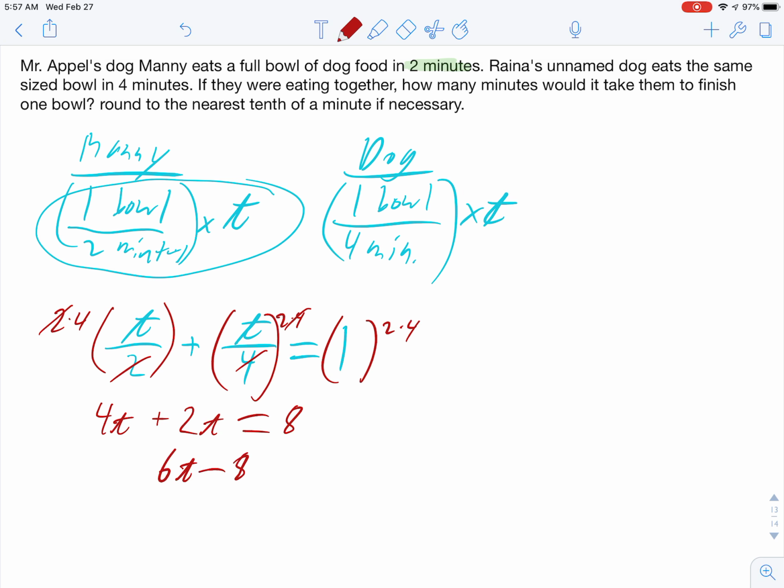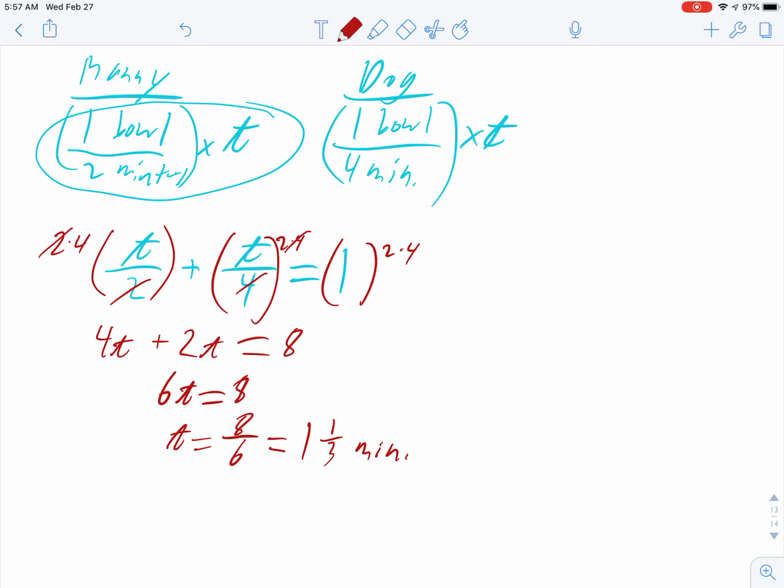6t equals 8. And so t is 8 divided by 6, which is 1 1/3. And so when answering the question, because the question said how many minutes would it take them, we have 1 1/3 minutes. You could write that as 1 1/3 minutes, which would be fine.